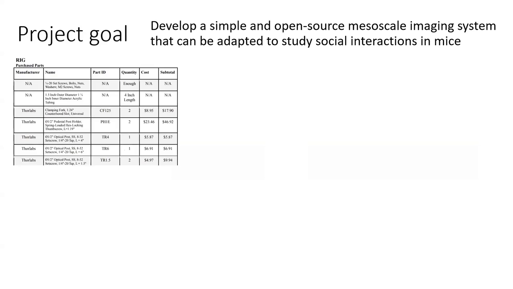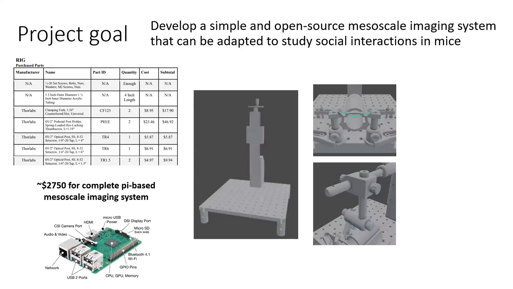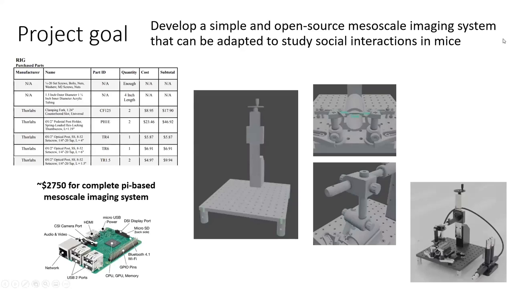And so to this end, we've developed a build guide with parts lists and costs for building your own Pi-based mesoscale imaging system. So this is an image of a Raspberry Pi, which is basically a small credit card sized computer. Along with this, there's step-by-step assembly instructions for completing your own Pi-based imaging rig. This is all for under $3,000.